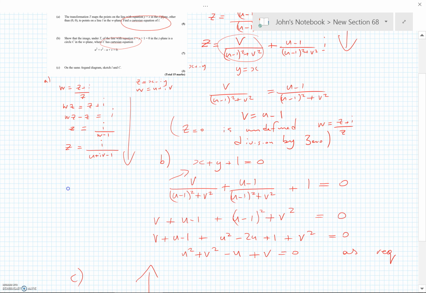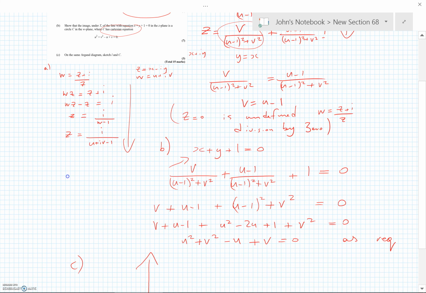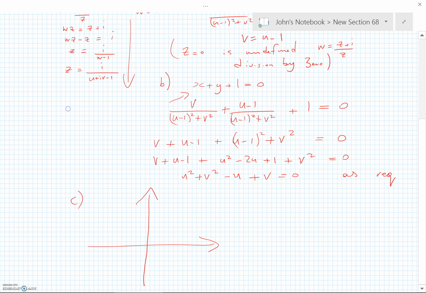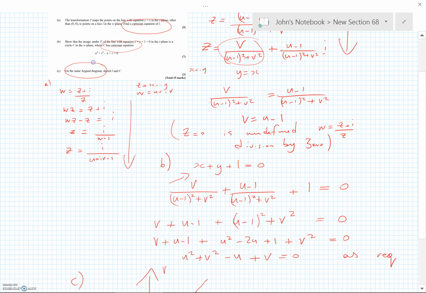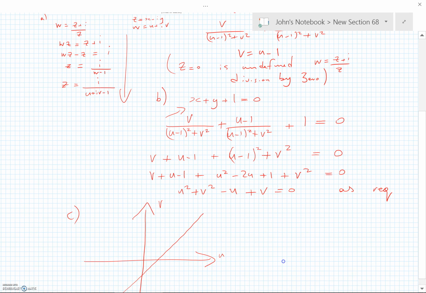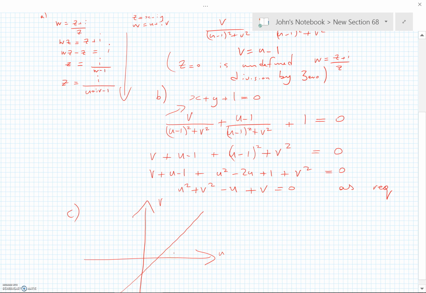Okay, so we've got the line v equals u minus 1. So we've got v, u minus 1, that's going to be that line there. Does it want it on the same diagram? On the same Argand diagram, yes. So we need to be careful here, because that is going to go through 1 and 1. Whereas this one, we might want to rationalize the denominator to look for the centre of this.